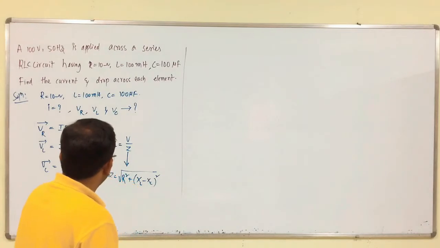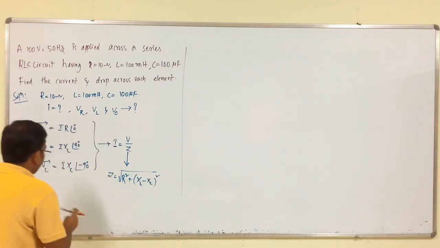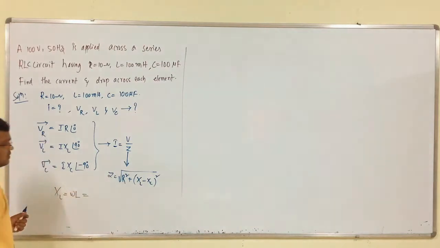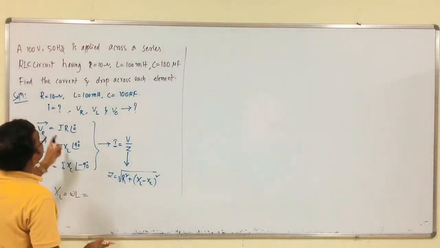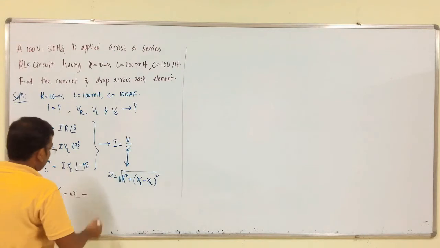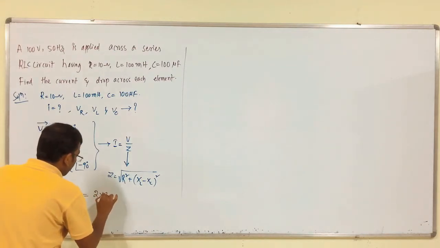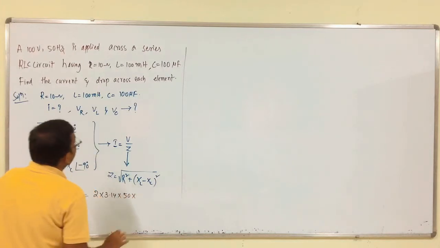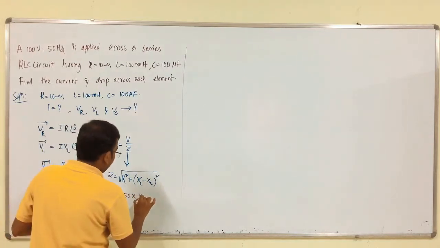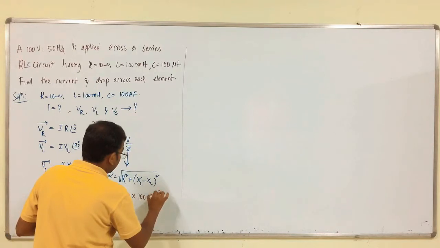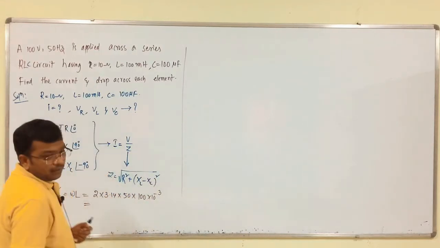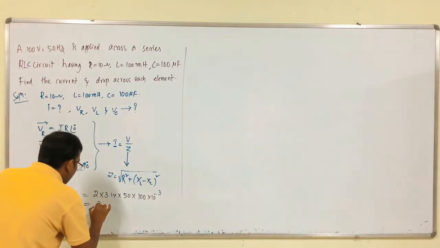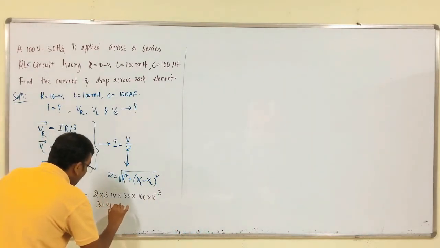So from this XL is equal to what? Omega into L, right? Omega is nothing but what? Frequency is given, that is 2 into 3.14 into F, which is 50, L is what? 100 millihenry, 100 into 10 power minus 3, which is equal to what? 31.41, which is equal to 31.41 ohms.